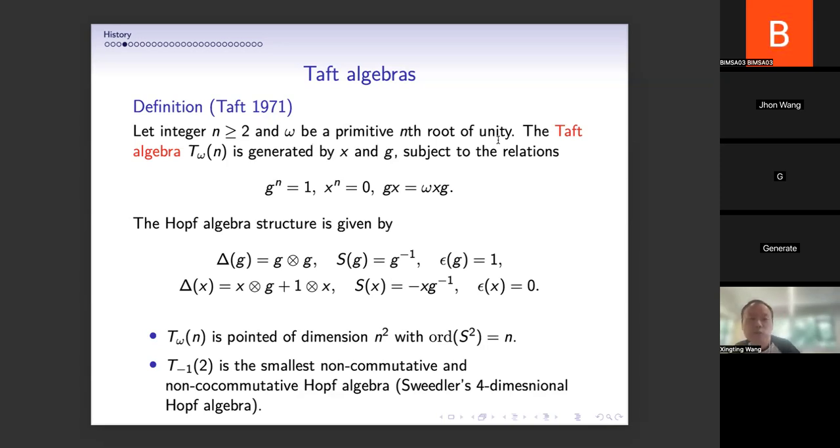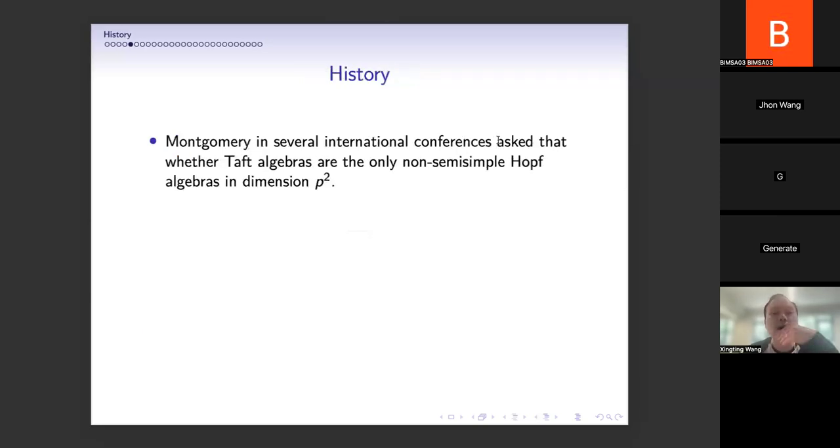And also, if you restrict your integer n to be 2, and omega has to be -1, you get the so-called 4-dimensional Sweedler Hopf algebra. That is known to be the smallest Hopf algebra which is not a group algebra nor the dual of one. So that's where the Hopf algebra picture really differs from the classical group case. And that's the smallest dimension you can have.